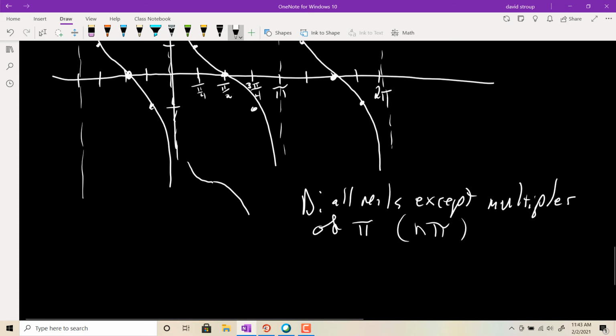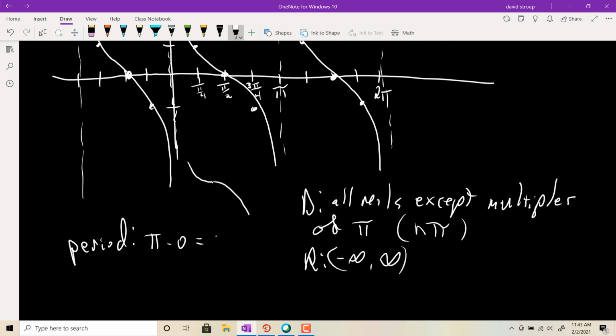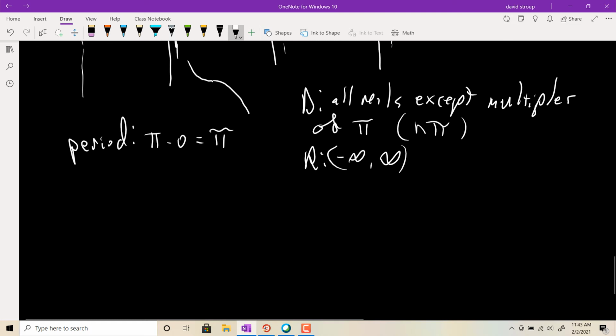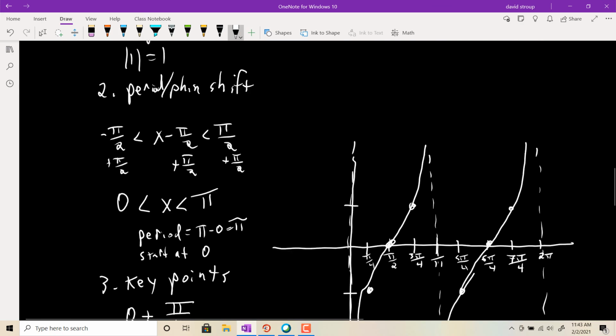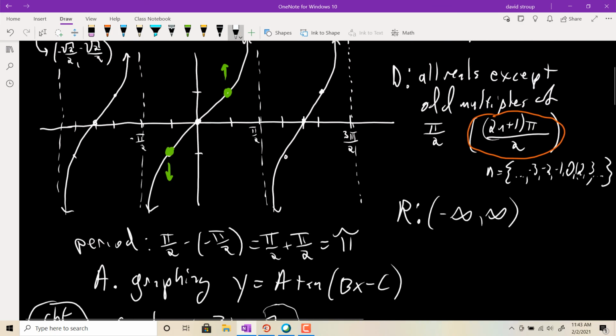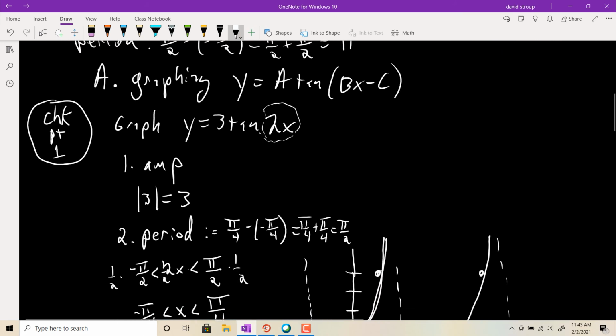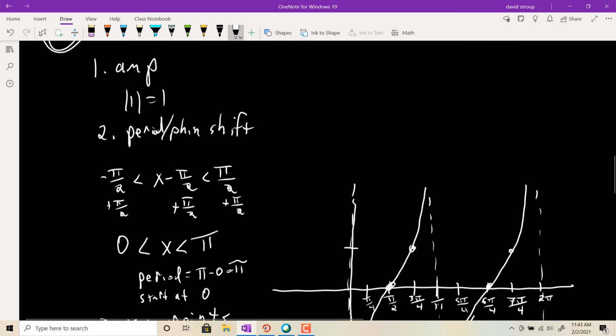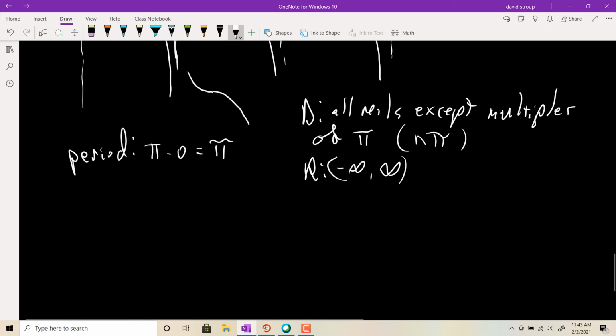The range, again, is negative infinity to infinity. The period: just subtract the locations of 2 consecutive asymptotes, so pi minus 0, and the period, just like with the tan function, is pi. It's just kind of our position from 0 to pi, right? So 0 to pi for cotan, negative pi over 2 to pi over 2 for tan, and then 0 to 2 pi for sine and cosine.